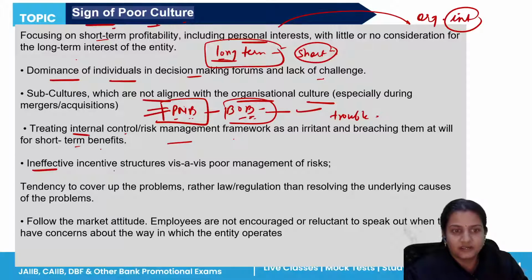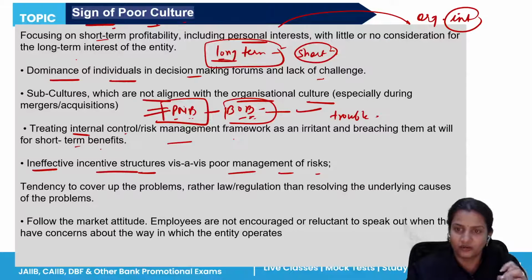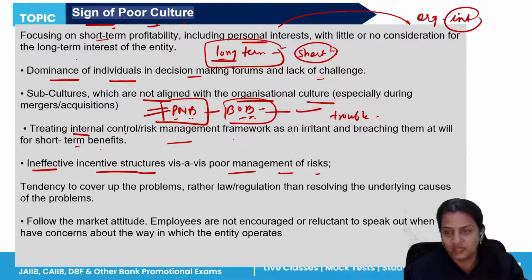If there are any ineffective incentive structures, and vice versa, poor management of risk. So if the risk has not been properly managed, market conditions are not good, and we have not made our banking or our organization dynamic, it will create a lot of problems. So identification of risk is important, and then we have to take different steps or methods to minimize those risks.